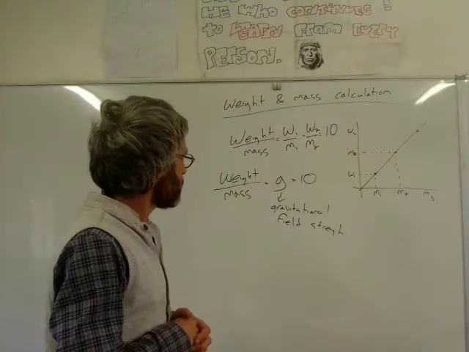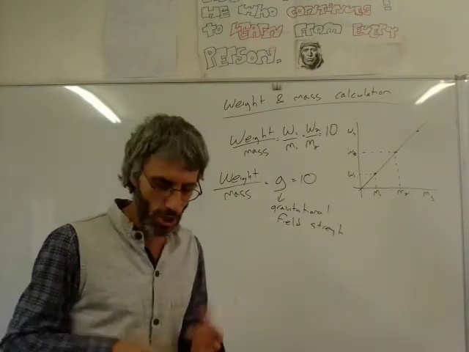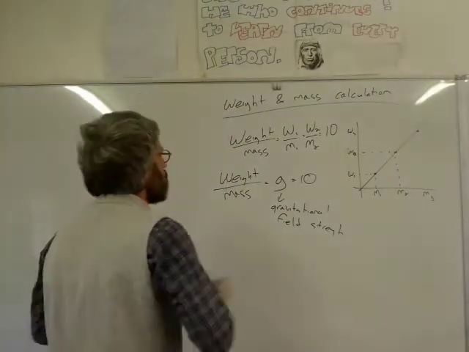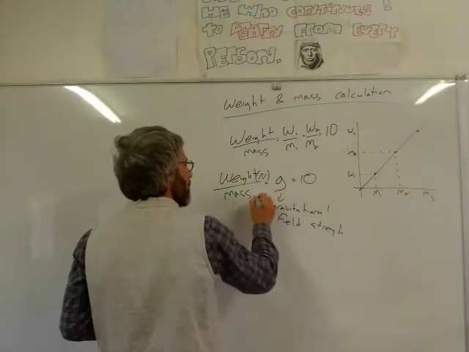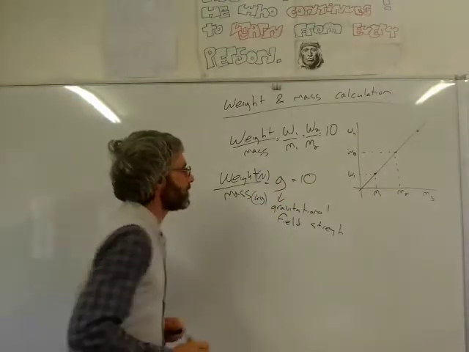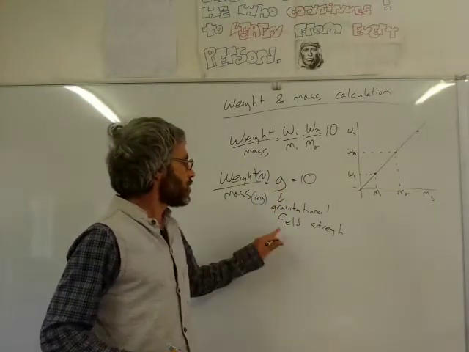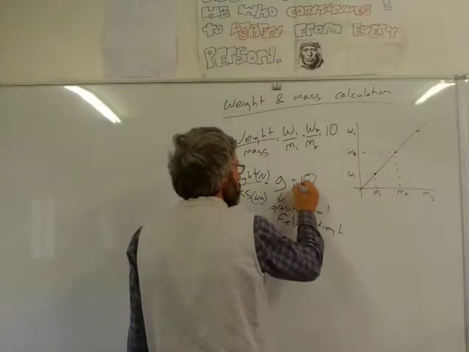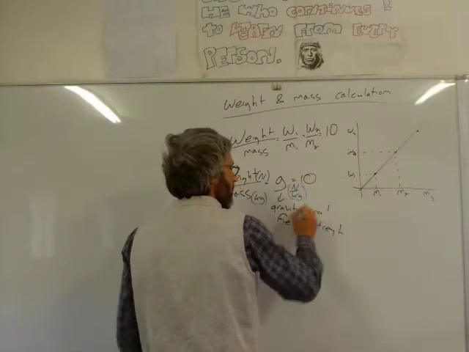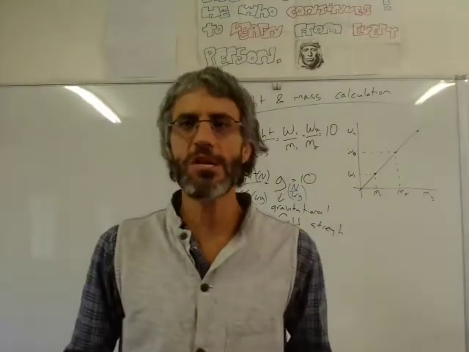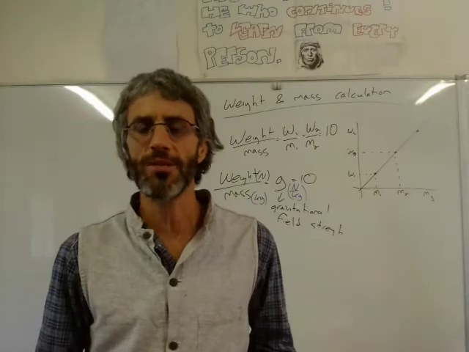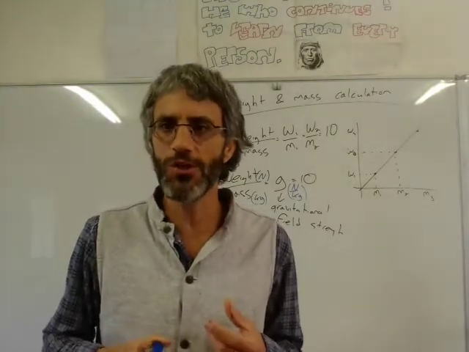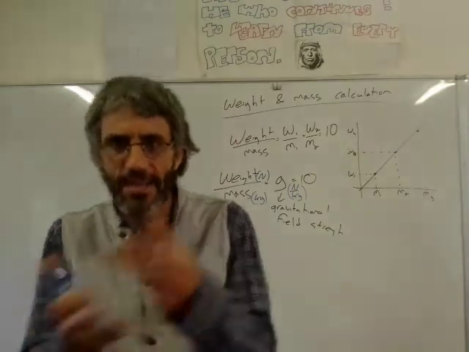Now, what is this gravitational field strength? Let's start with its units. Weight, we know, is in Newton. Mass is in kilogram. So the unit of G, the gravitational field strength, is Newton per kilogram. If you understand what this unit means, you understand what the gravitational field strength means. Gravitational field strength is like a converter. It helps you convert mass into weight.